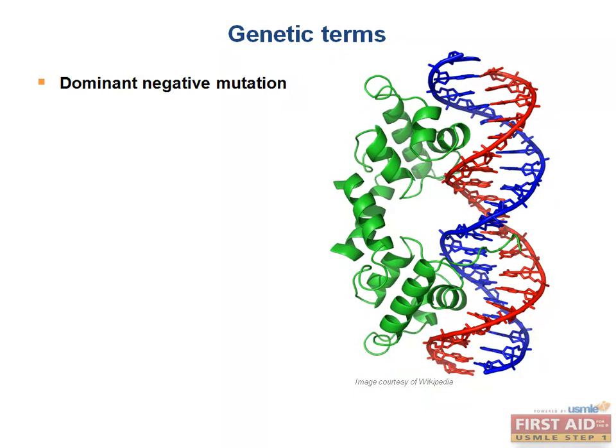Now let's say that one of your two genes that code for this transcription factor is mutated in such a way that it will bind too tightly to that DNA sequence, but it won't initiate transcription. Now it will bind all the time, so the normal healthy copy will never get in there and will never transcribe the gene.